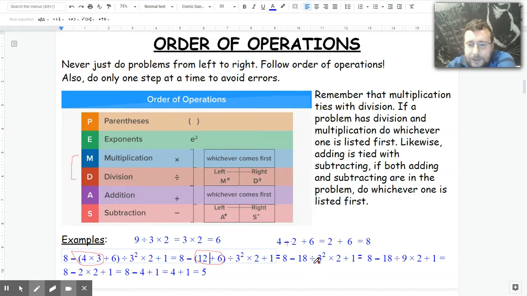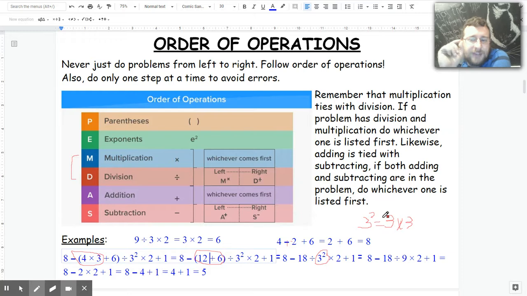All right, next, since I have no parentheses left, I have to do exponents. So I'm going to do this part right here, 3 to the power of 2. Exponents just means that you're going to get the number and multiply it by itself that many times. So that means 3 times 3. That's what 3 to the power of 2 means. If it was 3 to the power of 3, you would do 3 times 3 times 3.